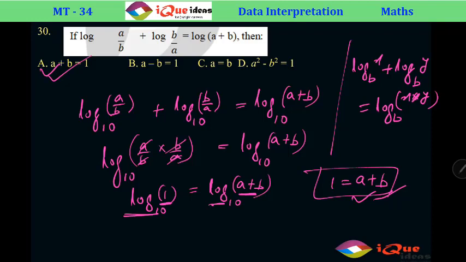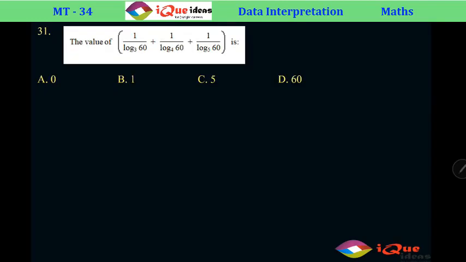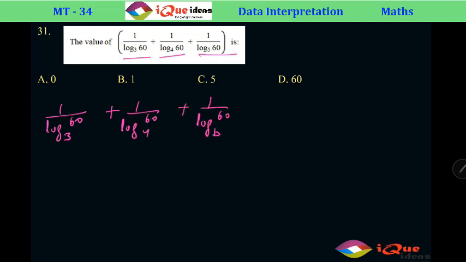All right. Now let's take up the next one. Now this again is a question based on the log concept. I think we have done this question earlier in our theory lectures also. Let's see. It says simplify 1 by log 60 to the base 3 plus 1 by log 60 to the base 4 plus 1 by log 60 to the base 5. There is one rule of log that we have done, that is log of a to the base b equal to 1 by log of b to the base a.